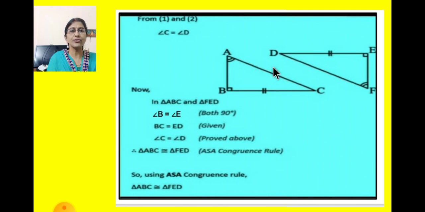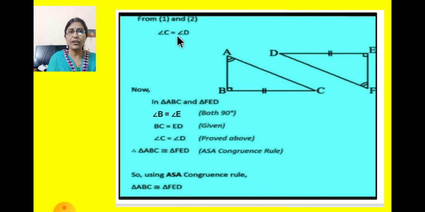Now we will take these two triangles, triangle ABC and triangle FED. First we will write what is given: angle B is equal to angle E. You can see here angle B is equal to angle E, both 90 degrees, each 90 degrees you can write. And then BC, you can see here this side is also given, BC is equal to ED, given. This side is equal to this side. So BC is equal to ED.